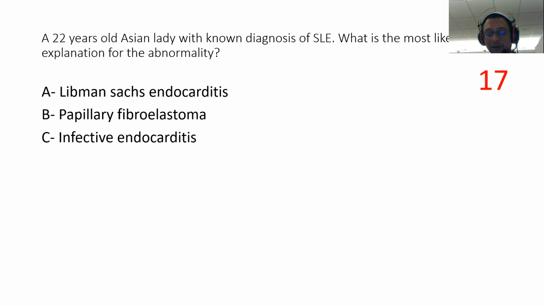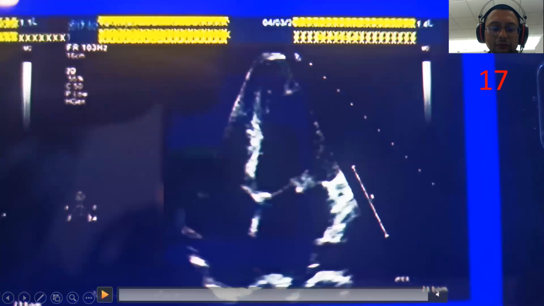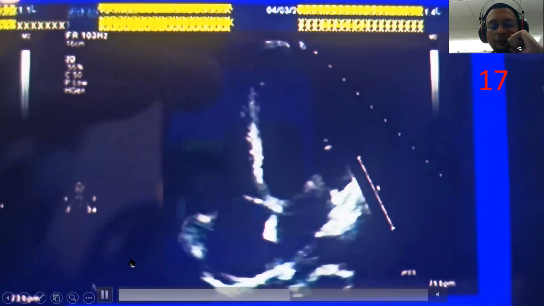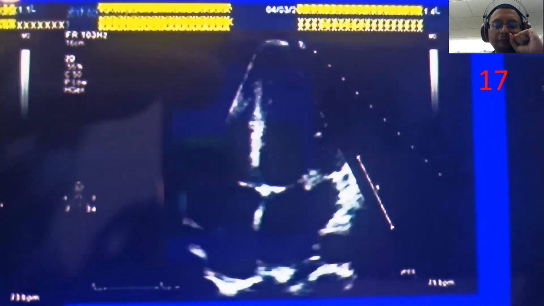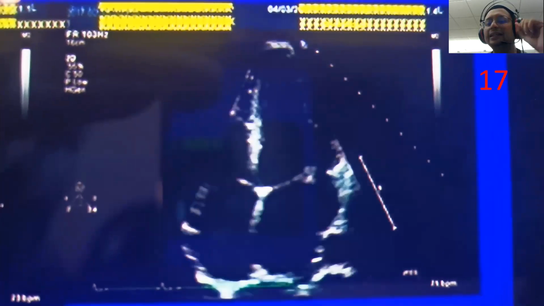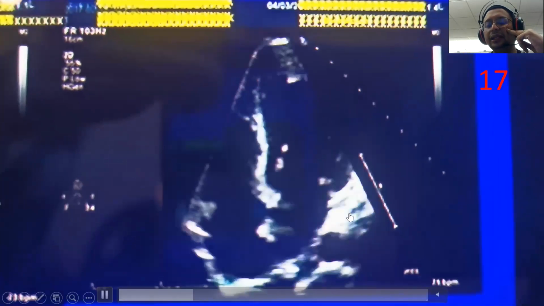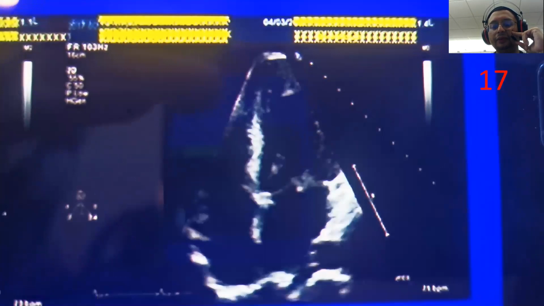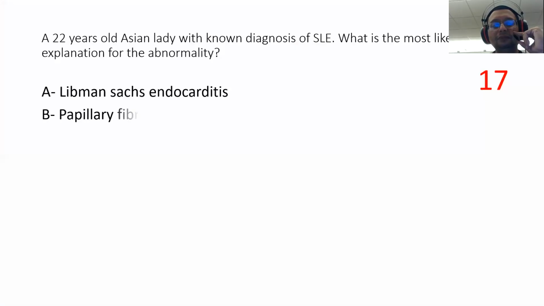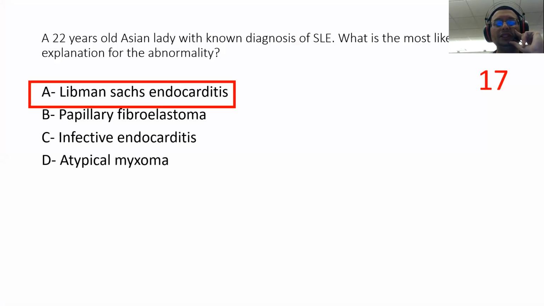Okay. Hey, can we see again, sorry? Sure. Kissing. Seems like the masses are kissing each other. So it has to be bilateral? It doesn't have to be. So you can still have Libman-Sacks even with one leaflet. But if you see this, I think it is more specific. Classical. It's very classical of Libman-Sacks endocarditis. Okay. All right. So this is an example of Libman-Sacks. It's not papillary fibroelastoma. It is not infective endocarditis. It's not atrial myxoma. So this is Libman-Sacks endocarditis.